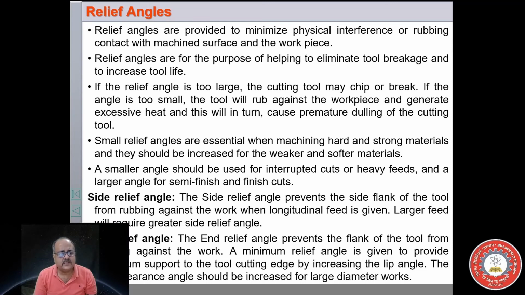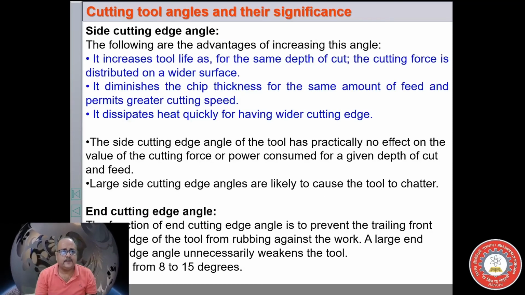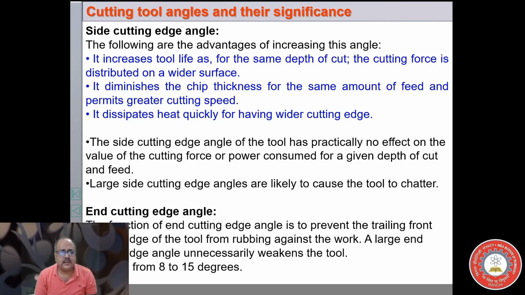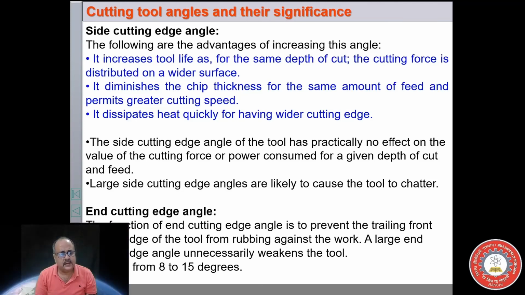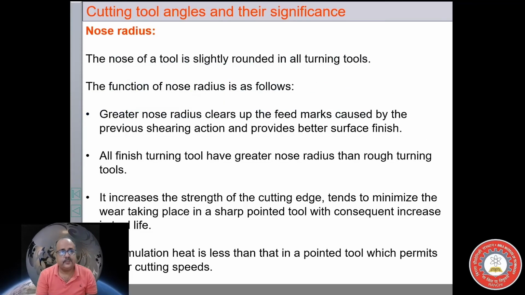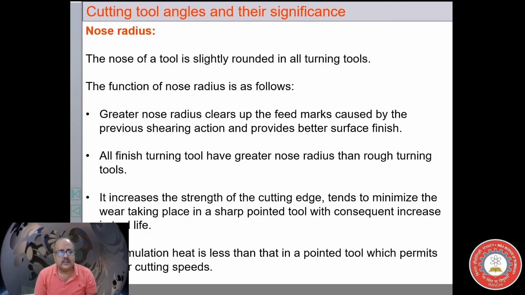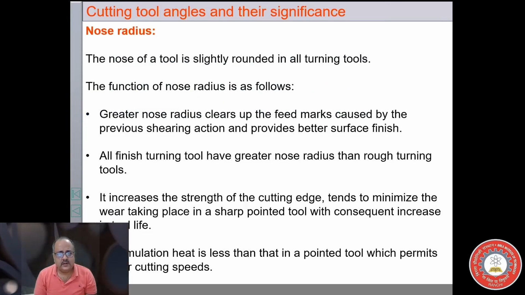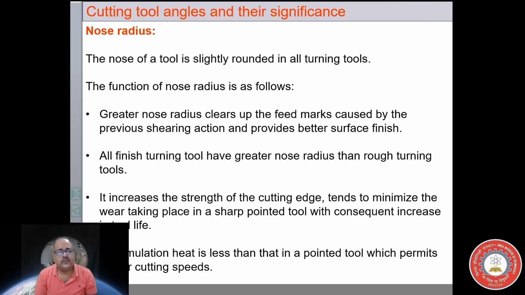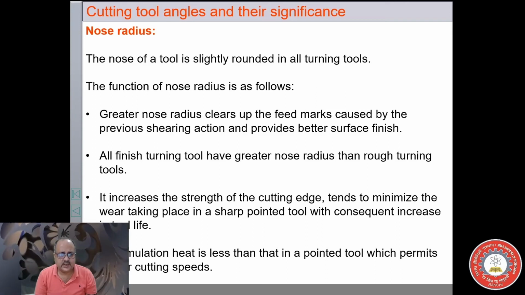The relief angles, as I have said, I already discussed, are basically to provide relief to reduce the interference between the tool and the workpiece. These are the side cutting edge angle and end cutting edge angle. Also, the end cutting edge angle is basically a relief angle. Nose radius also I have discussed, slightly rounded to avoid the concentration of stress and fracture of the tip of the tool, and to remove the feed marks. It increases the strength of the cutting edge.